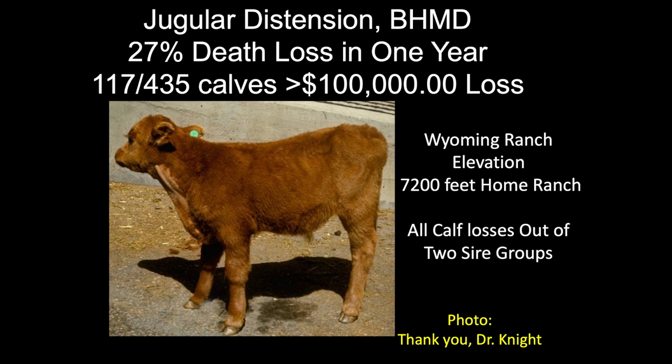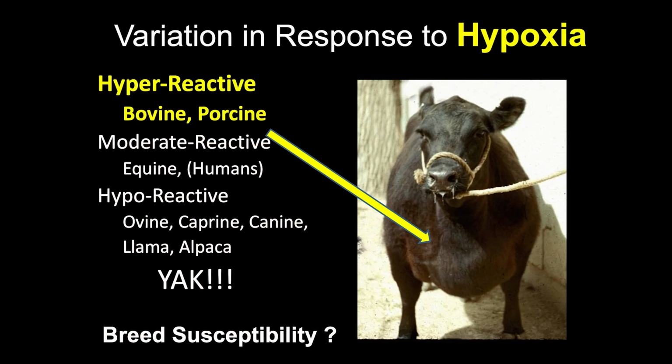If you get genetic carriers of this, this is a herd of 435 calves. 117 of them died before the age of 6 months. They died of congestive heart failure. They were free of pneumonia, free of all the environmental causes, and simply died. And when I look back, all of the dead calves came out of 2 sire groups. Okay? Bovine hyperreactor. These are just the animals that are moderate reactors and, of course, low reactors.